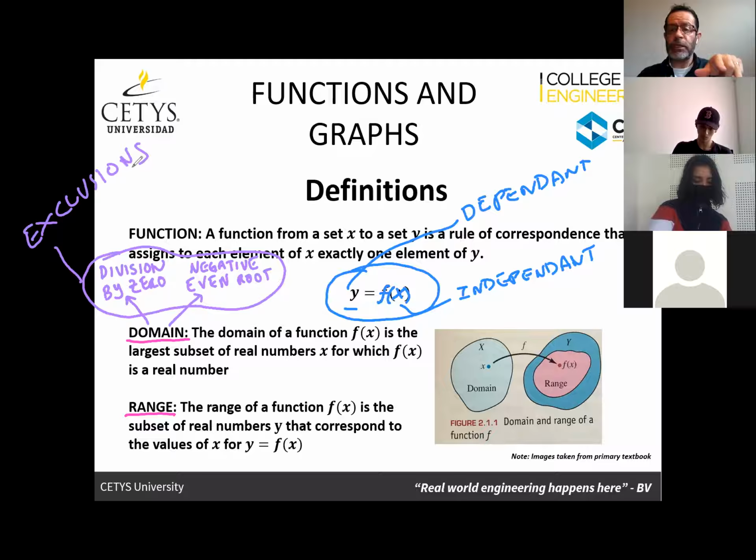So if none of these two conditions occur for a function, it means that the domain is from -infinite to infinite. It means that the domain, any value of X, the function can have, okay?